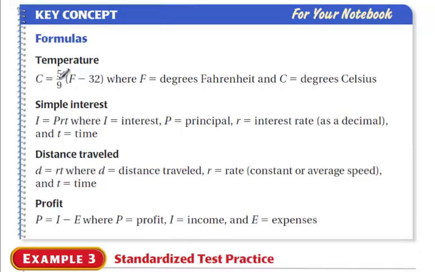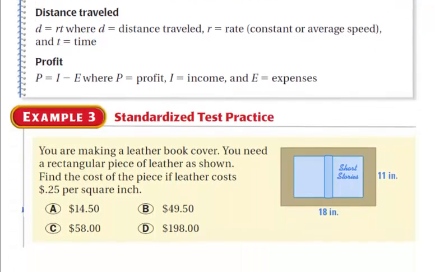As you see, the first formula is a temperature formula, which is a conversion. It is the formula to convert Fahrenheit to Celsius degrees. And the second formula is simple interest. So total amount is equal to principal times rate times time. And distance traveled is distance equal to rate times time. Rate is actually average speed. Profit P is equal to total value minus expenses. So these are the formulas you may need to use in any case. So just keep them in your mind and look at example 3.